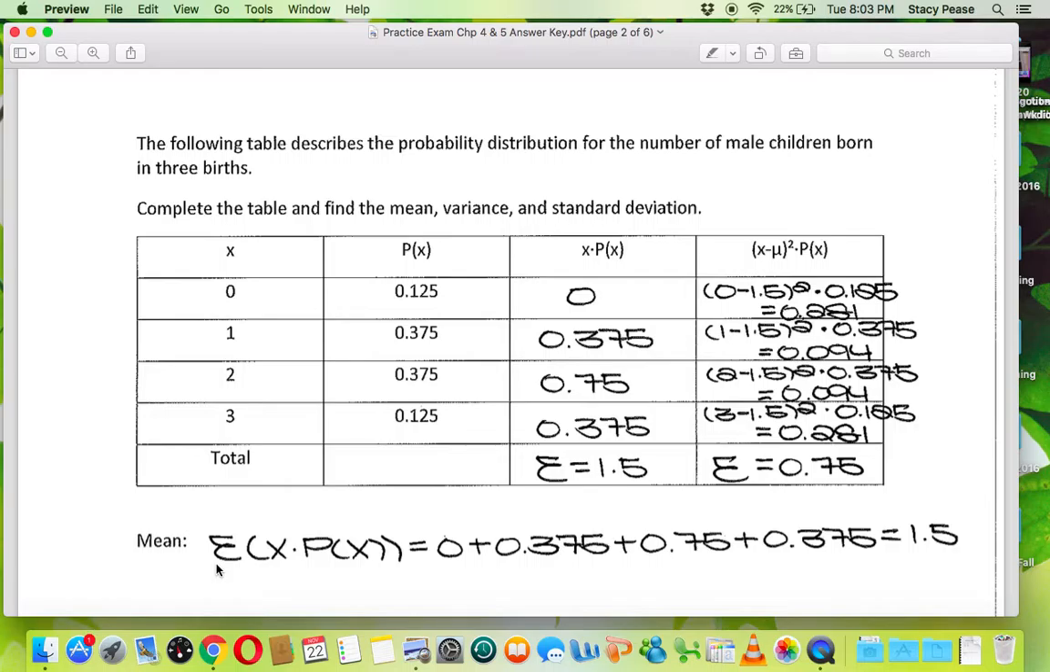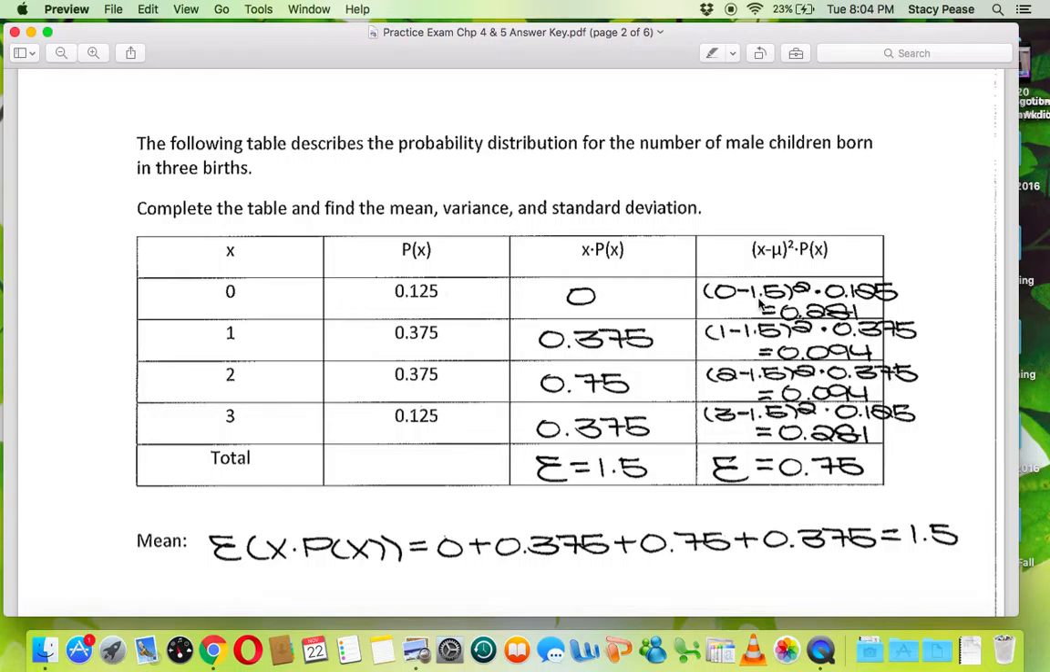So our mean is calculated by the sum of our x times our probability of x, which is exactly what we have here. So I'm just going to add together all four values, the 0, 3.75, 0.75, and 0.375, and from there I get my 1.5. So that's the mean that we're going to use to complete this last column here. So we're going to take our x, which in this case is 0, subtract from that our mean, which is 1.5, square that, and multiply it by our probability of x, which is given to us in this column.